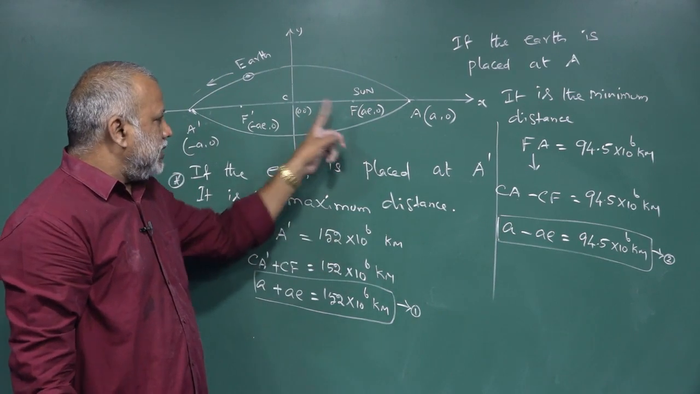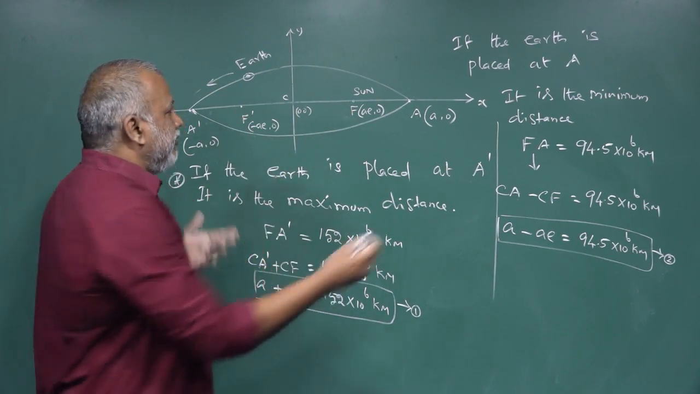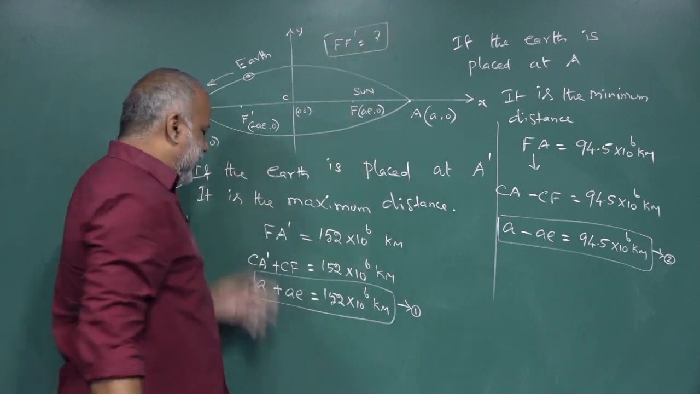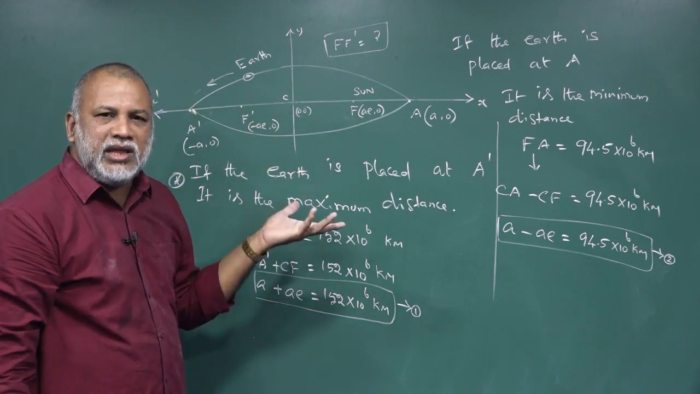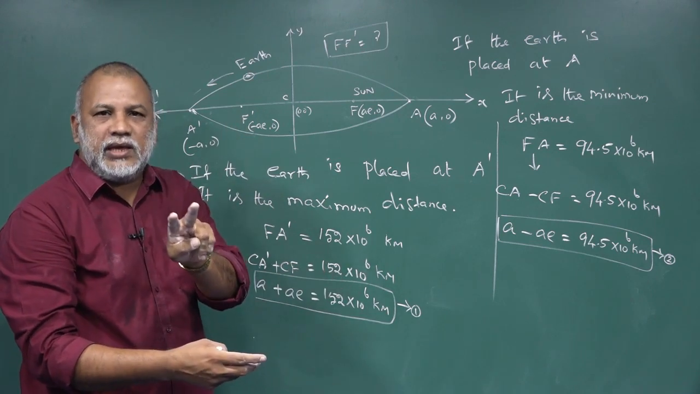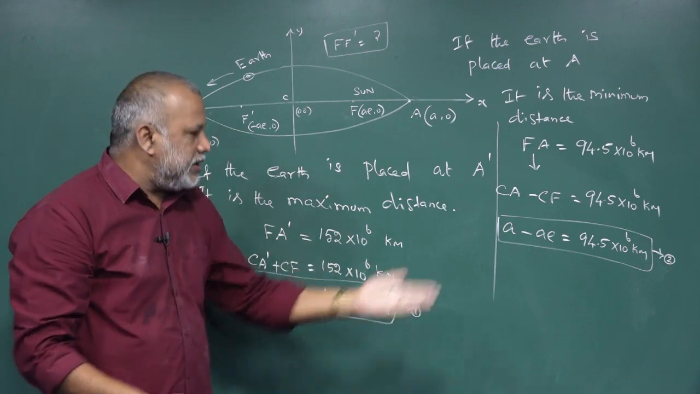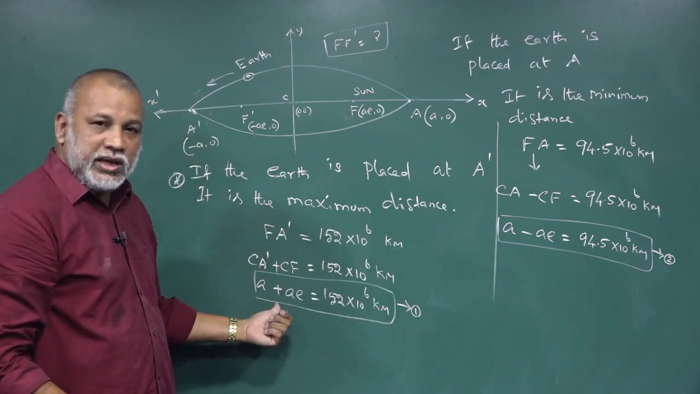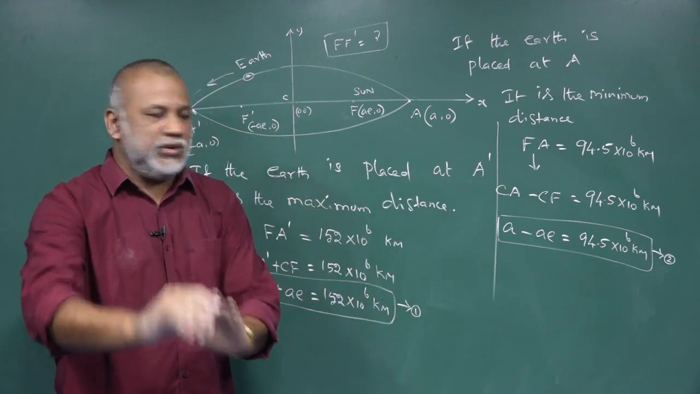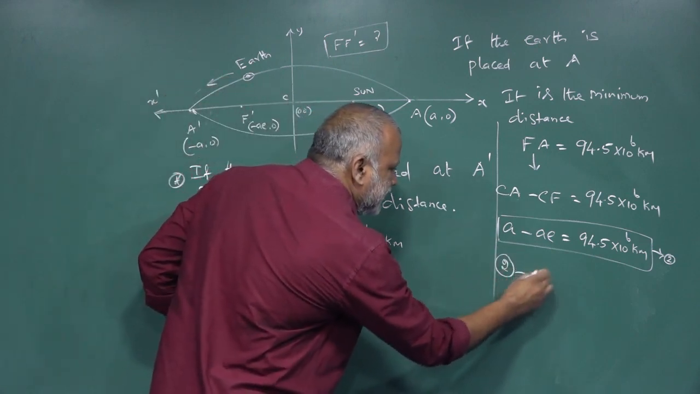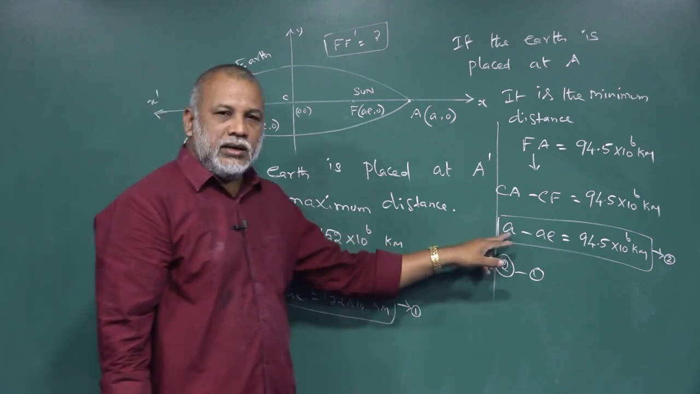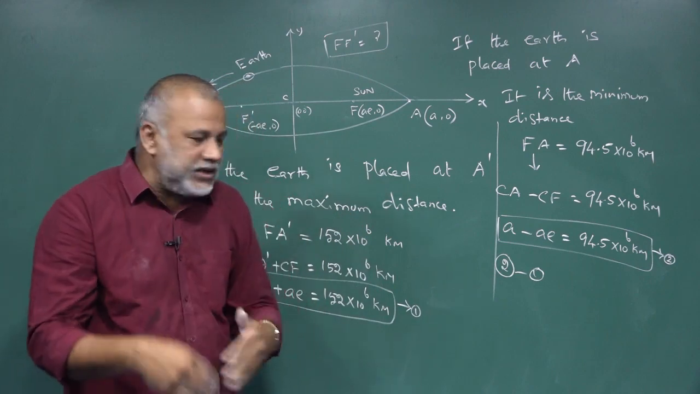Now we need to find F dash, which is the question mark I already used. What is the meaning of F dash? Here one AE, here another AE, so it is nothing but 2 times AE. So we need to find 2 times AE. One is the maximum distance and the other is the minimum distance, so maximum minus minimum. I am using the second equation minus the first equation. In the second equation, A plus AE, here A minus AE, so by subtracting we are able to get it.